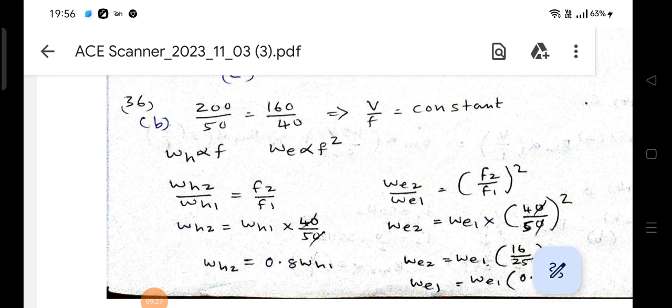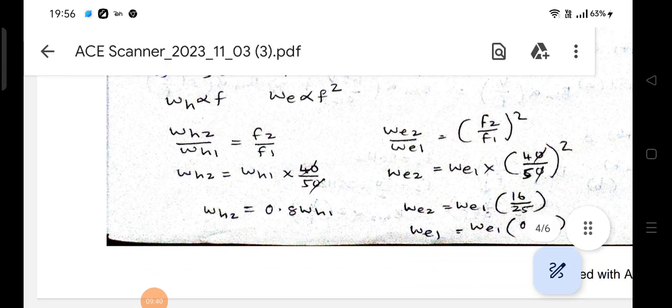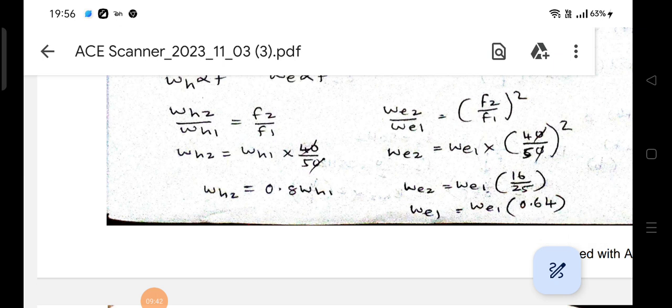Similarly, eddy current losses, WE2 by WE1 is equal to (F2 by F1) whole square. That is WE2 is equal to WE1 into (40 by 50) whole square. That is WE2 is equal to 0.64 times WE1. That is WE2 is equal to 64 percent of WE1. Okay, that means how much percentage is reducing in case of hysteresis loss?